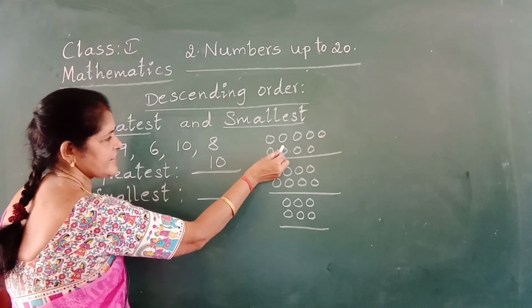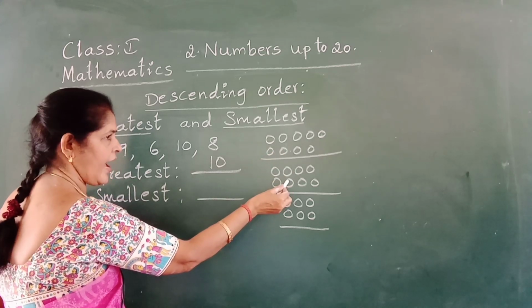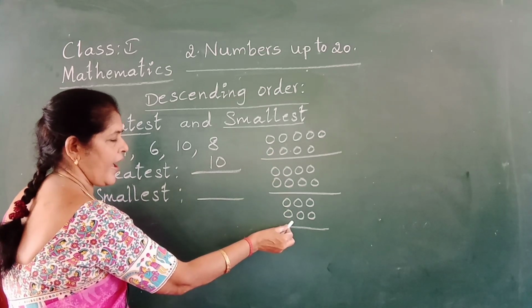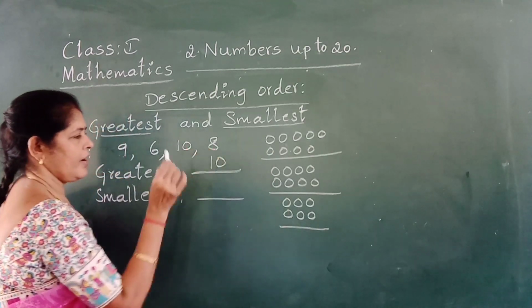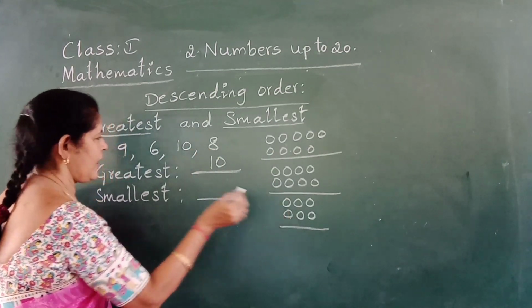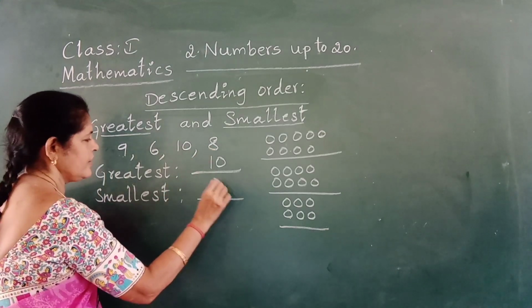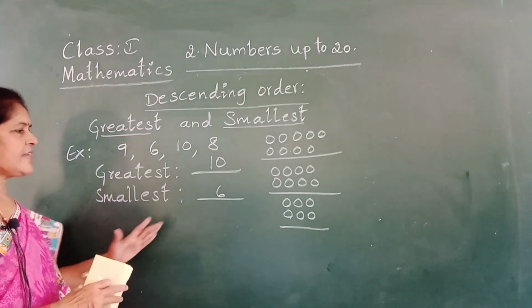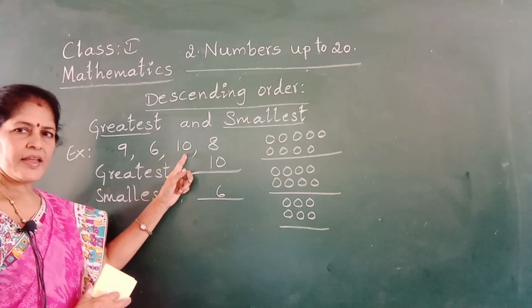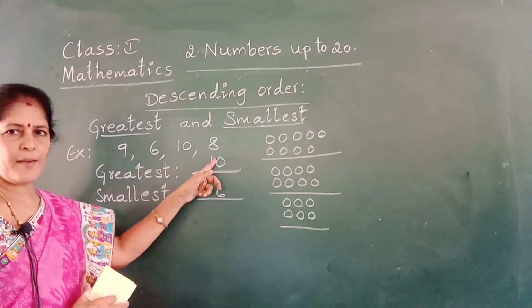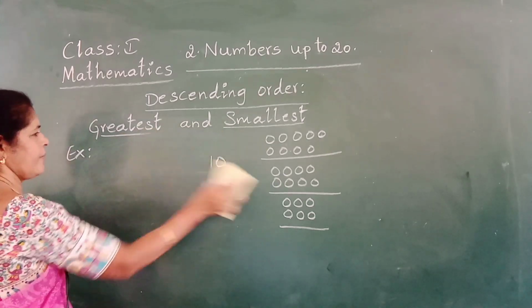That means this having more. This also having more. But in this group having less. That means 6 is small number. 6 is small number in the given numbers. 10 is the greatest. 6 is the smallest. 2-digit number is more than 1-digit numbers. Okay, another example.